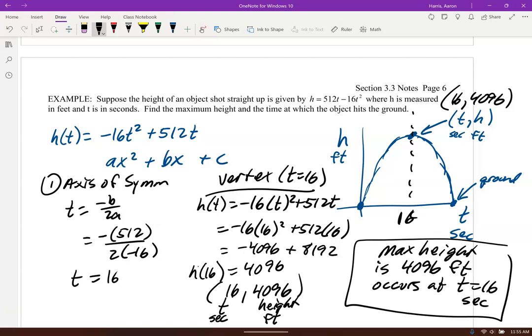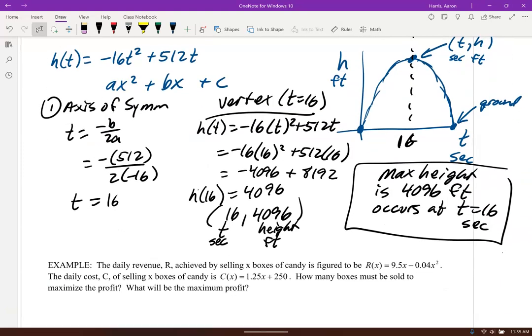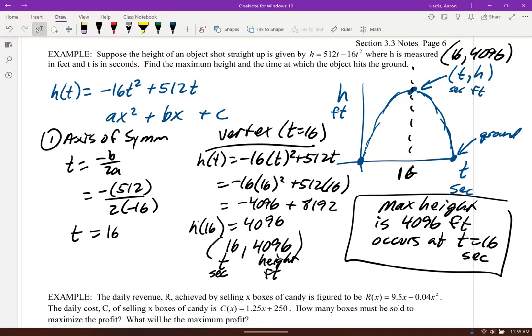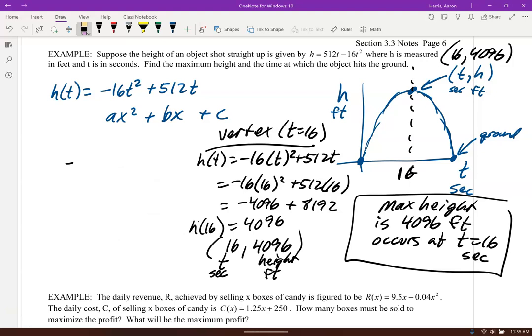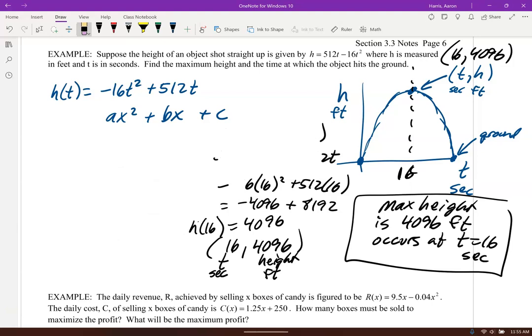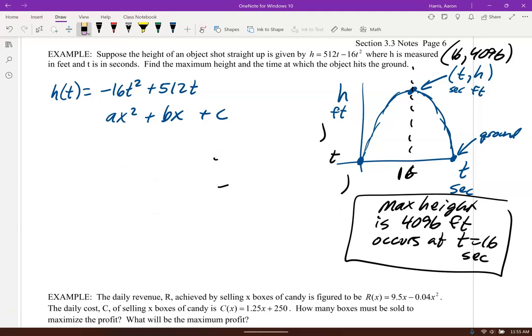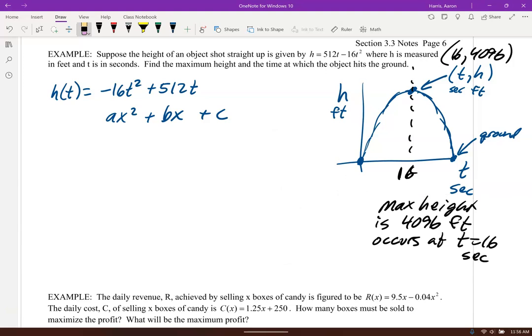Okay. Now, when does it hit the ground? Oh, shoot, I don't have any room here. Let me erase some of this, give myself some room. Well, when it hits the ground is really asking us, it starts at the ground at time being 0, and then when does it hit over here? When does it hit the ground?